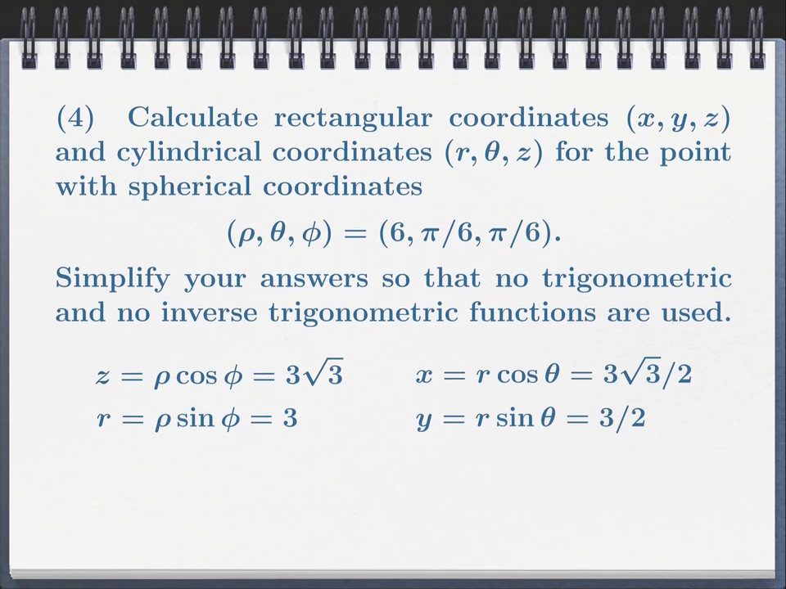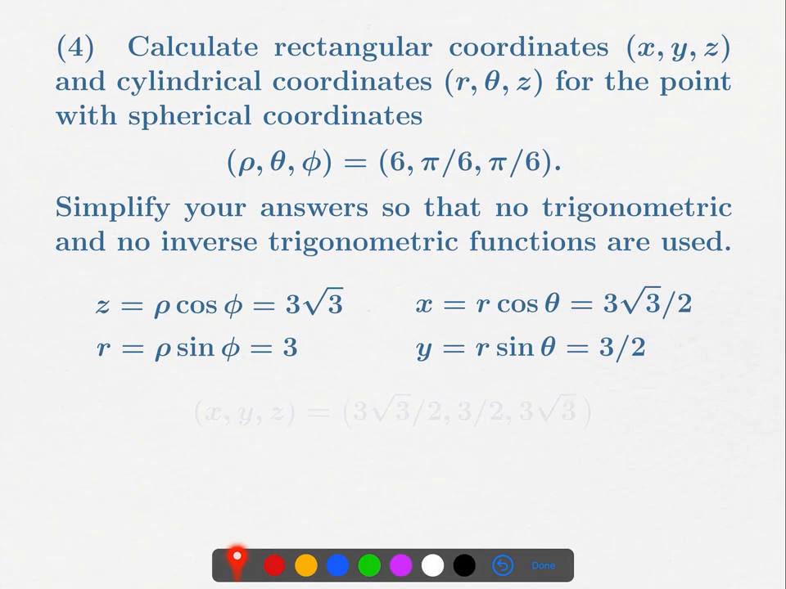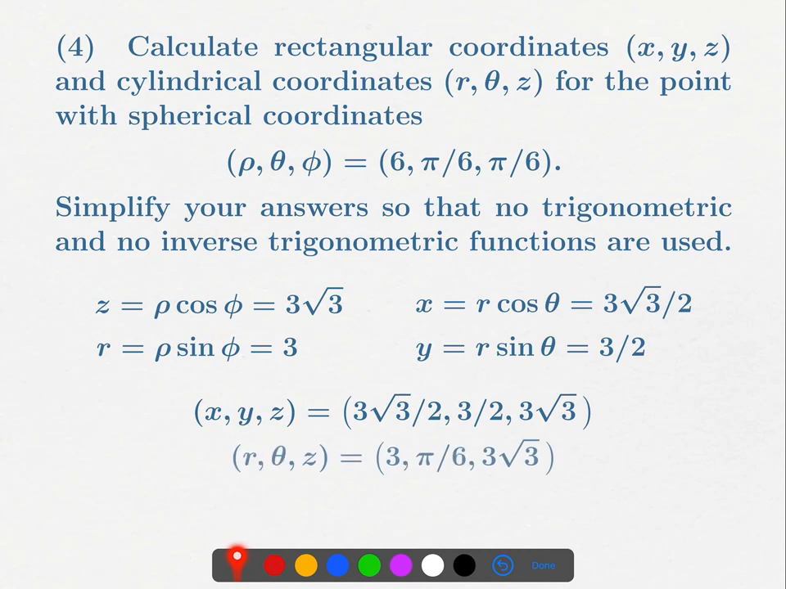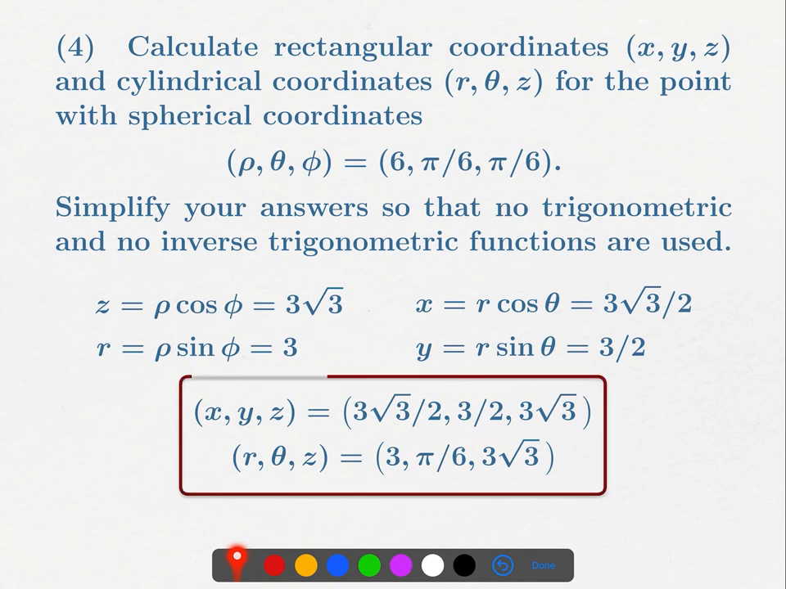And let's not forget to answer the question. The x, y, z is going to be 3 root 3 over 2 coming from here, the 3 halves coming from here, and the z was 3 root 3 coming from here. The r, theta, z: r was 3, theta was given in the problem as pi/6, and z again is 3 root 3. So we get that for r, theta, z. And that gives us the values of this spherical coordinates when you convert them to rectangular coordinates and cylindrical coordinates.